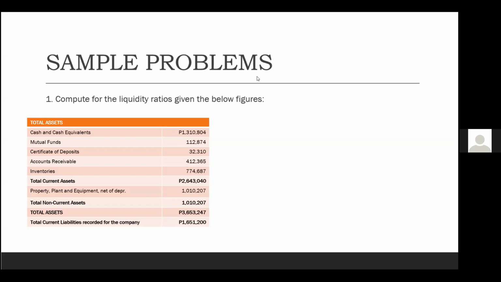Ayan. Based on this figure, guys, can you compute the current ratio? Let's test how you calculate the current ratio. The current ratio is computed by dividing your current assets by your current liabilities. Let's find out what the current ratio of the company is given these figures. Just type your answers, guys. I can see here when you type. Yes po, sir. Okay.